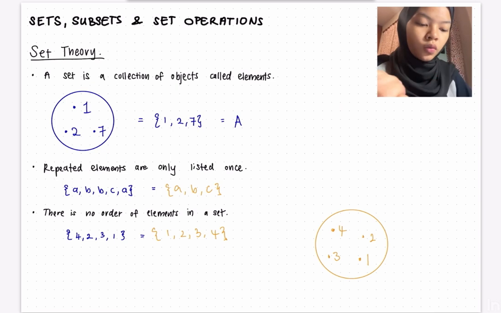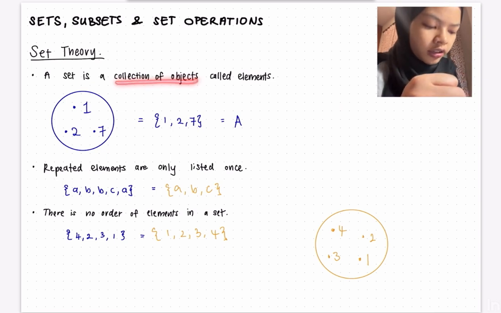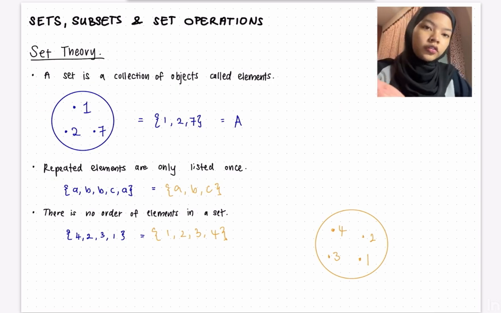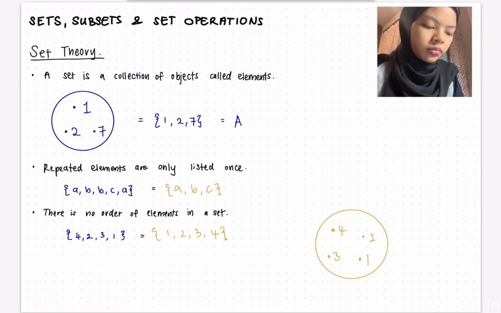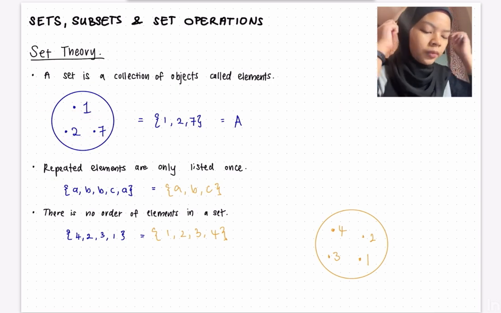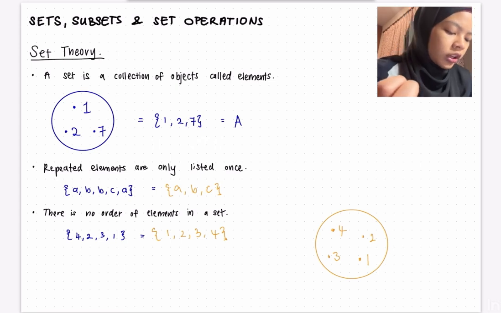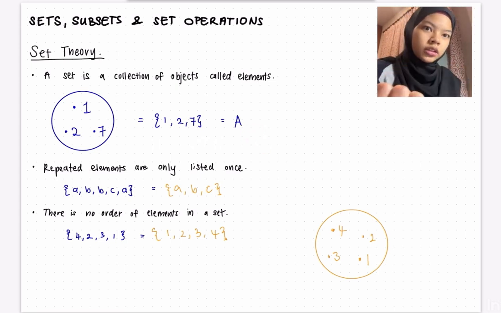So let's start with the set theory. So what is a set? A set is a collection of objects called elements. Usually sets are shown in circles called Venn diagrams, and the elements in them are the elements of the set. This can be written formally in curly brackets. So we write a curly bracket, 1, 2, and 7, and we can also give this set a label, which is something like A.